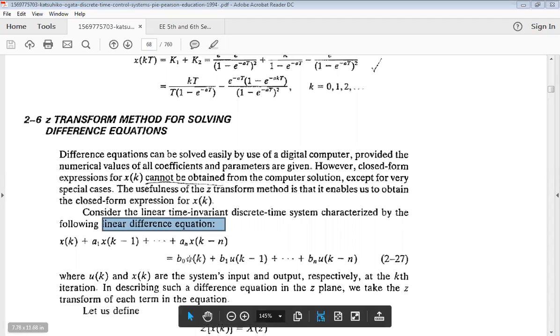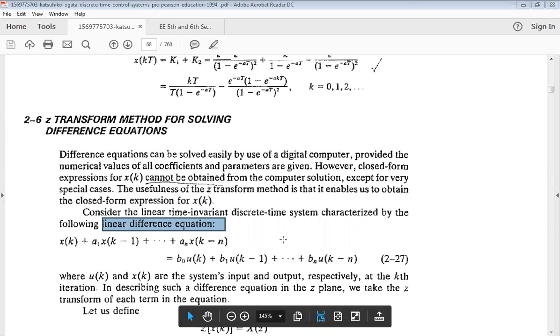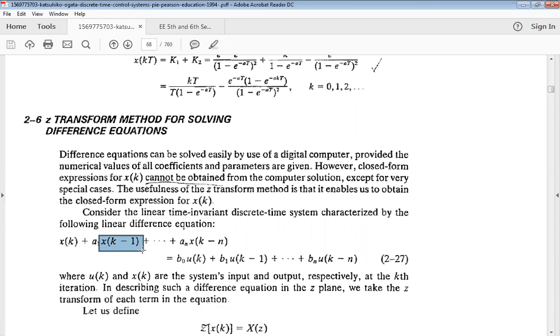So again, in the discrete time system, the relationship is expressed in the shifted form, either left shifted or right shifted. Suppose x(k) is an output signal. So x(k minus 1) means the signal starts from k equal to 1. x(k minus 2) means the signal starts from k equal to 2. That means they are right shifted by value 1, 2, 3.